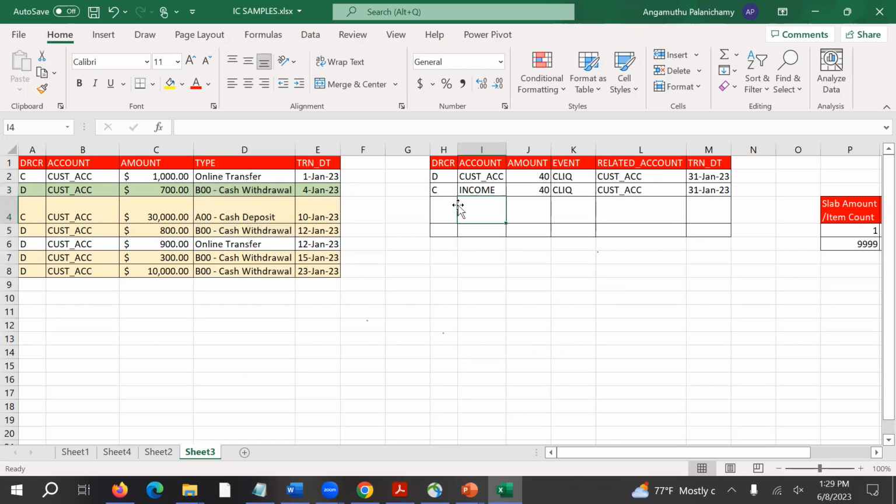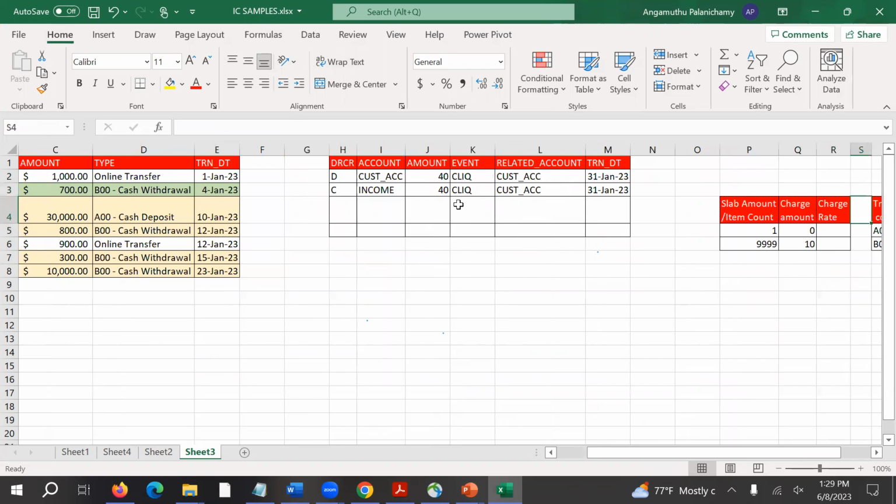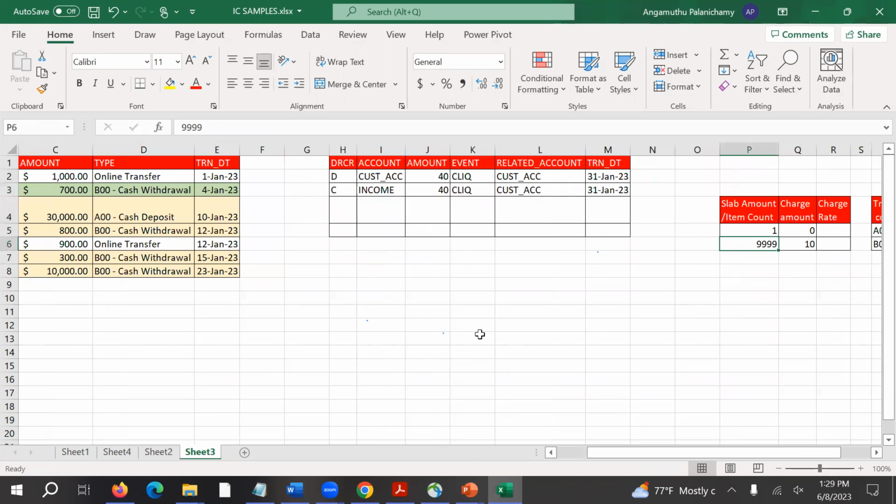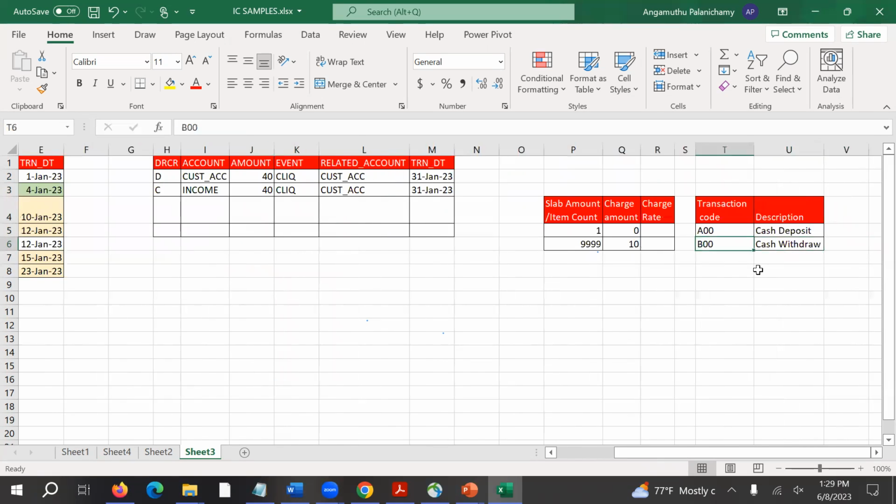And let's say the first charge is free and for the rest I want to charge 10. Then here in the slab amount they'll say for the first it is 0 amount, and until 9999, 10 per transaction. Like that it will be mentioned.